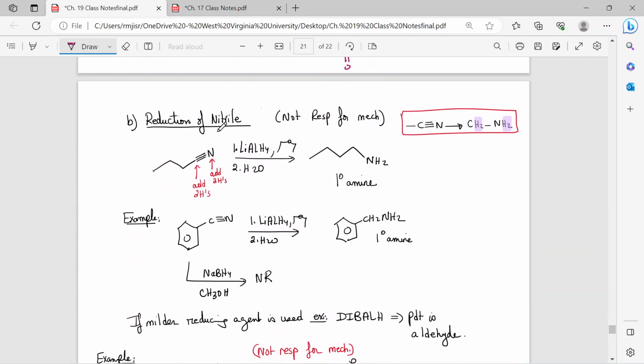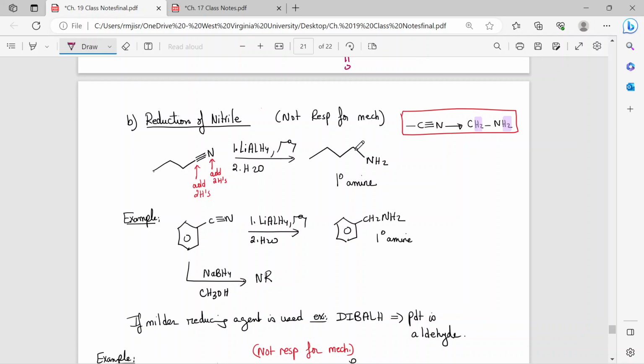Another reaction for nitriles is the reduction. This one you're not responsible for the mechanism, but like the derivatives of carboxylic acid and amides, nitriles also undergo reduction. And the reduction is straightforward. You're adding two hydrogens to the carbon, two hydrogens to the nitrogen. So you're moving from a triple bond to a single bond. You're not adding any carbons though. You are starting here with four carbons. You are going to end up with four carbons.